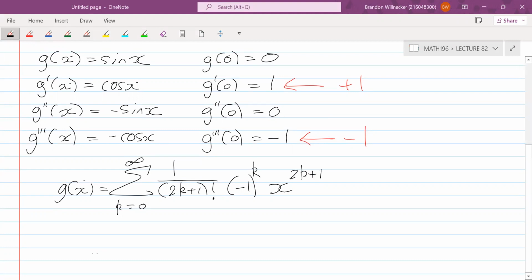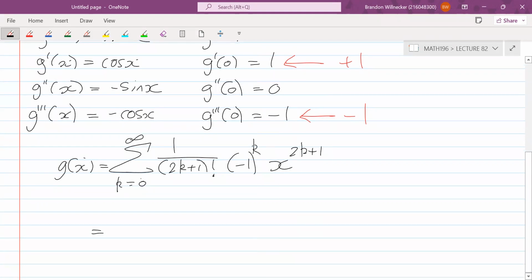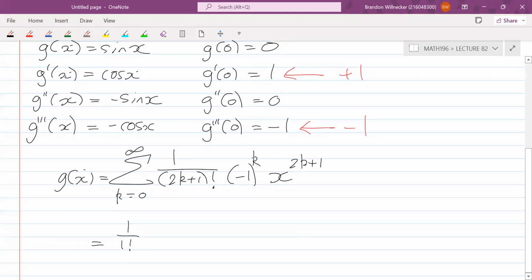Okay, so let's just write out a couple of terms. So when k is 0, we're going to have 1 over (2 times 0 plus 1) factorial. So that's 1 over 1 factorial. Minus 1 to the 0, that's just going to be 1. x to the 2k plus 1, that's just going to be x. Okay, then when k is 1, we're going to have 1 over 3 factorial.